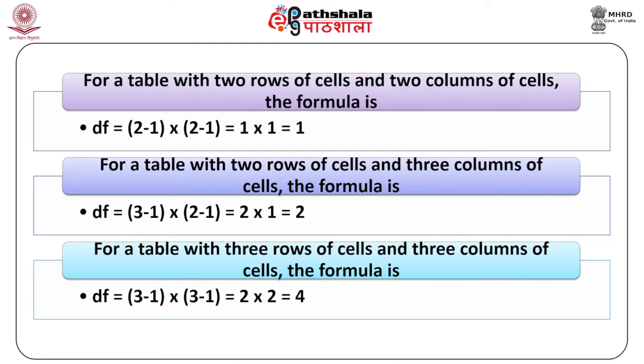For a table with 2 rows of cells and 3 columns of cells, the formula is degrees of freedom equals 3 minus 1 into 2 minus 1, that is 2 into 1, which is equal to 2. For a table with 3 rows of cells and 3 columns of cells, the formula is degrees of freedom equals 3 minus 1 into 3 minus 1, that is 2 into 2, which is 4.